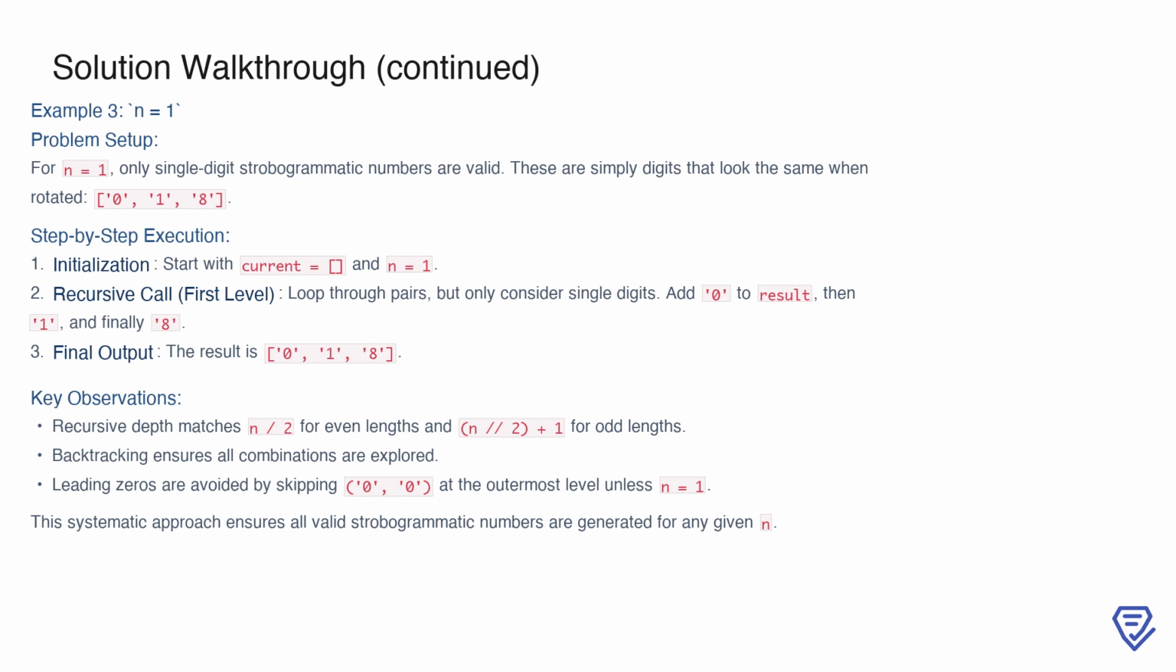A few key observations about the approach include the fact that the recursive depth corresponds to n/2 for even lengths and n/2 plus 1 for odd lengths. The use of backtracking ensures that all valid combinations are explored, while skipping the pair 0 and 0 at the outermost level avoids leading zeros, unless n is 1. This systematic method guarantees that we generate all possible strobogrammatic numbers for any given length.